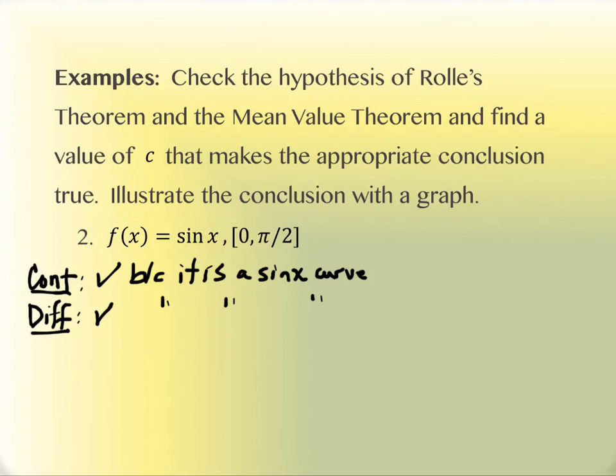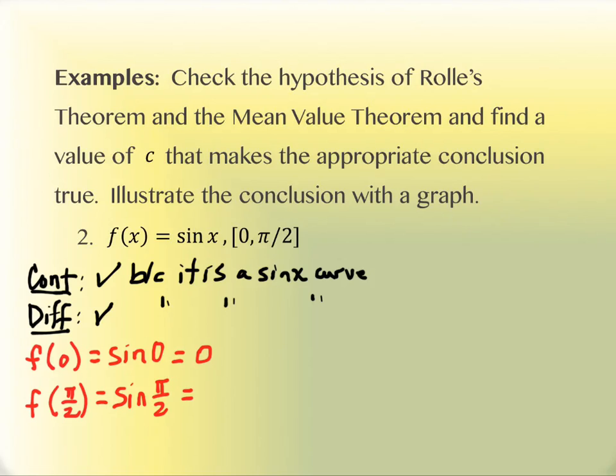Right. Plug in the endpoints into our function. So we're going to try f of 0, and we're going to try f of pi halves. So I need to know what is the sine of 0 and what is the sine of pi halves. So sine of 0 is 0, and sine of pi halves is 1. So is this the mean value theorem, or is it Rolle's theorem? This is the mean value theorem because they don't match.